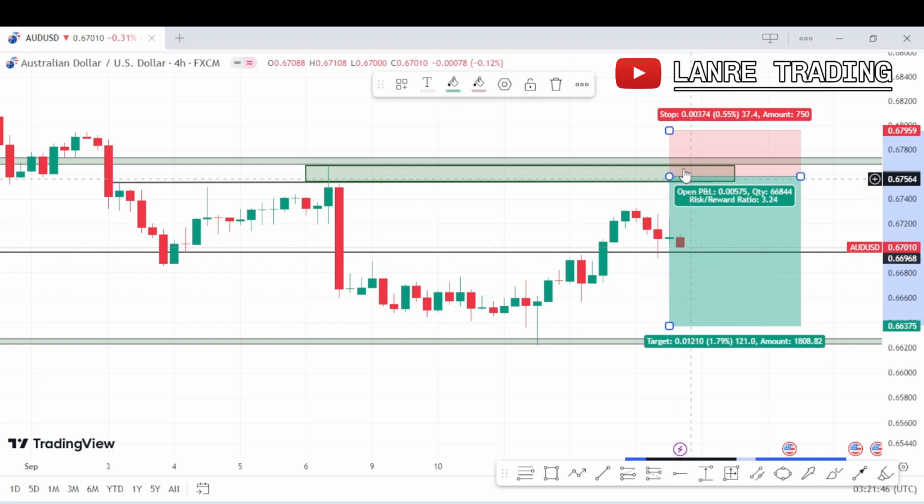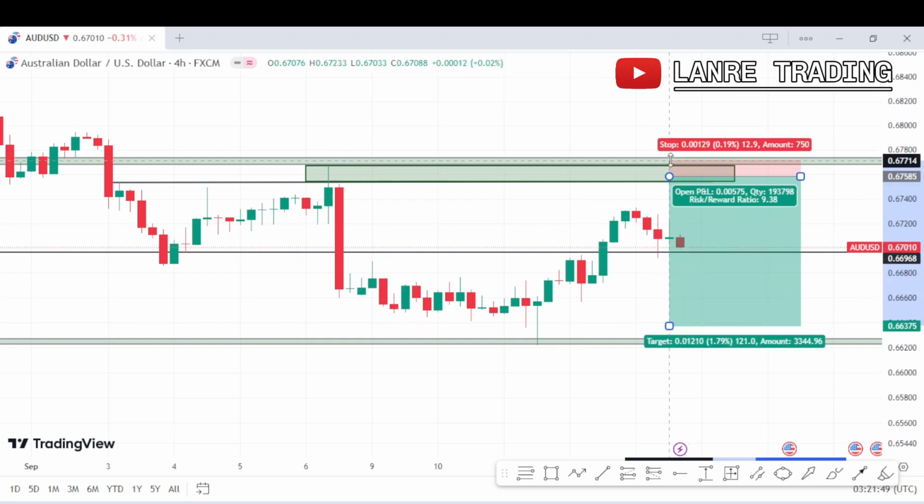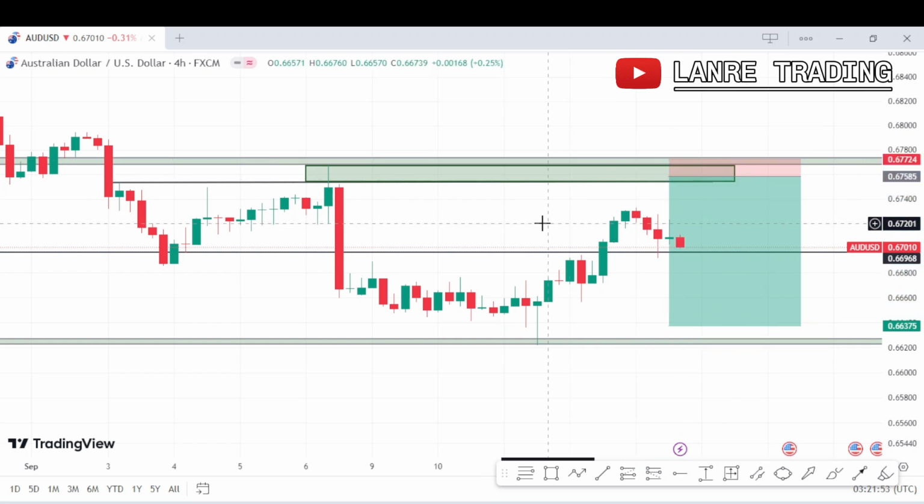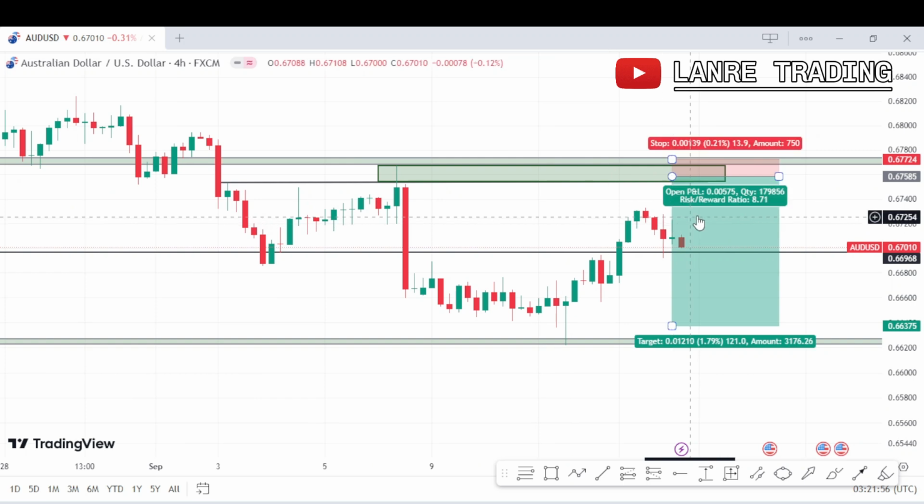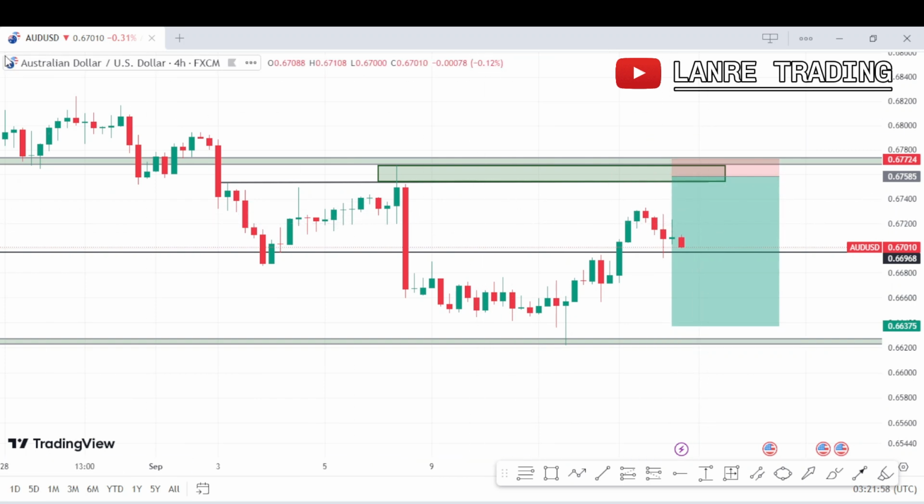You can take a decent sell position and place our stop loss right above this. This is a 1:8 risk to reward ratio, so this is a decent entry for us. This is the 4 hours time frame. I'll be using the 4 hours time frame as my basic entry for this pair.